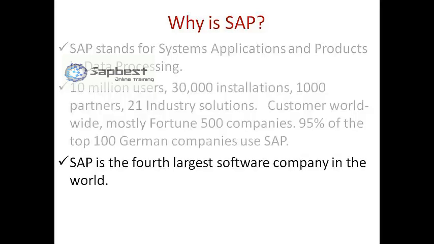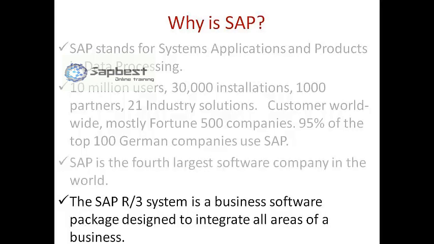So SAP is the 4th largest software company in the world. Okay, as I said, this is the 4th largest company in the world, in software only, not ERP, on all the software. SAP ERP system is a business software package designed to integrate all areas of businesses. So SAP ERP is basically software that will integrate all the different areas or different modules or different departments in your company.